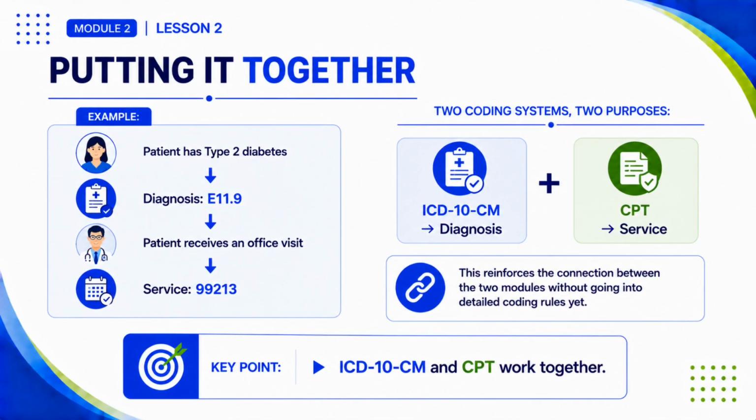Let's put this together. A patient has type 2 diabetes, reported with ICD-10-CM code E11.9. The patient receives an office visit, which may be reported with CPT code 99213. ICD-10-CM reports the diagnosis, while CPT reports the service. Together, they describe the encounter.